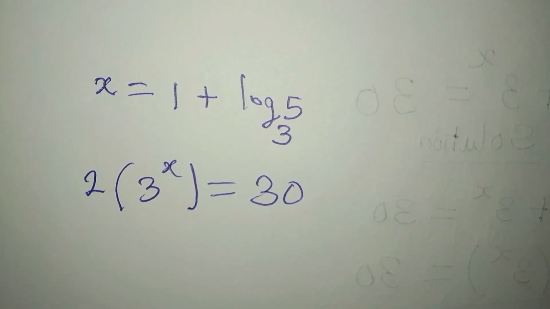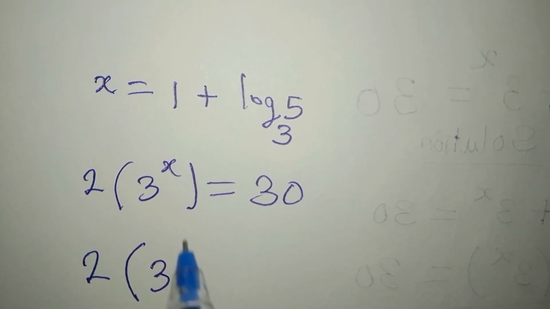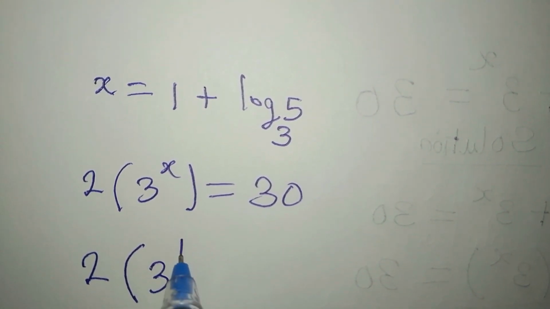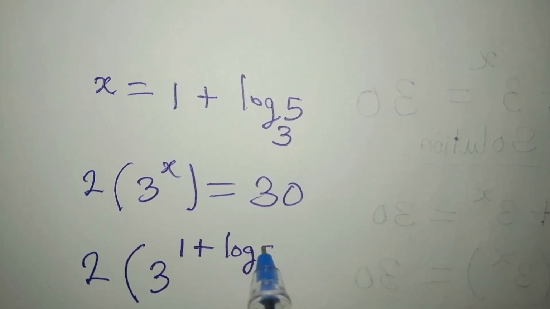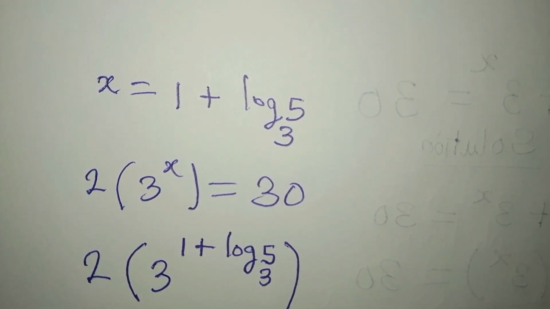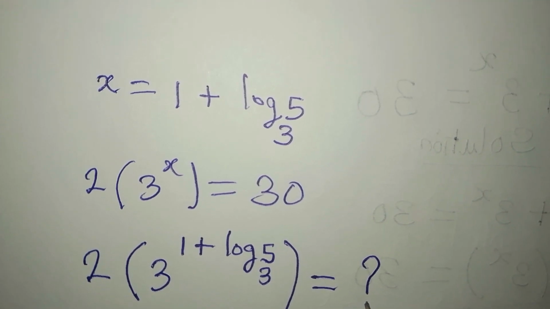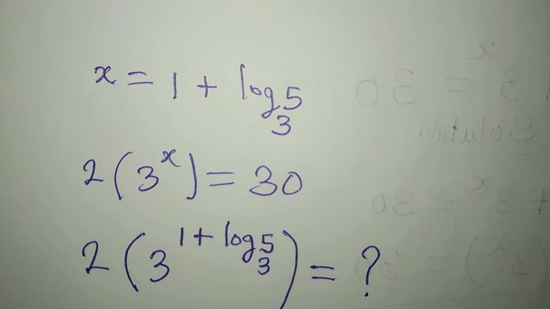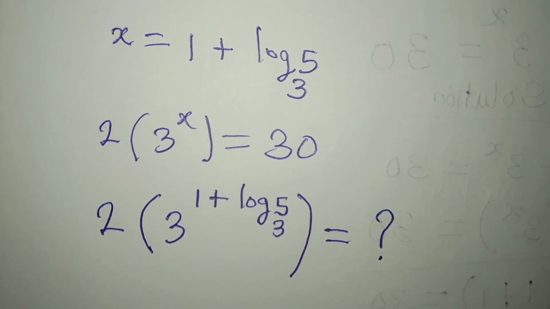So let's put in the value of x. We now have 2 into bracket 3 to the power of, x is 1 plus log 5 to the base of 3. So we'll close this. What do you think we'll have at the right hand side? If we do not have 30, then we are wrong.